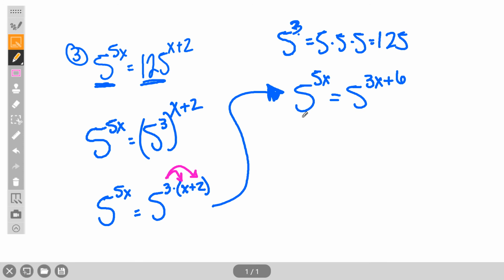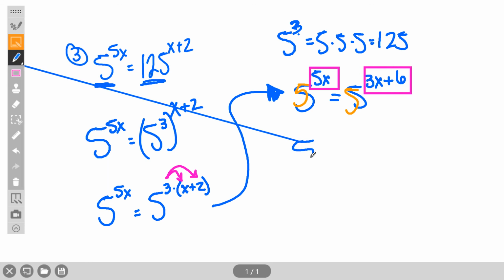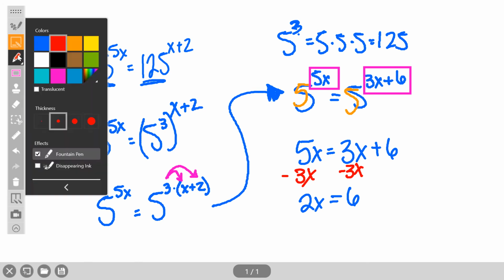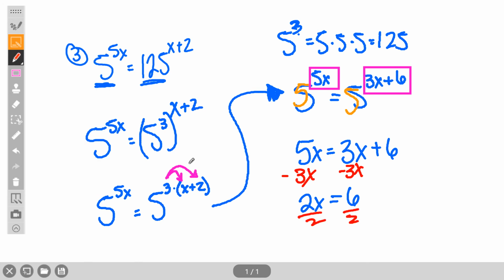We have now successfully made the bases into the same number, which means that the exponents also should be equal to each other. So we can set up the equation 5x is equal to 3x plus 6, and we can solve this for x. Move the variables onto one side. So 2x is equal to 6, and then solve for x by dividing by 2. And we can see that our solution to our equation is 3.